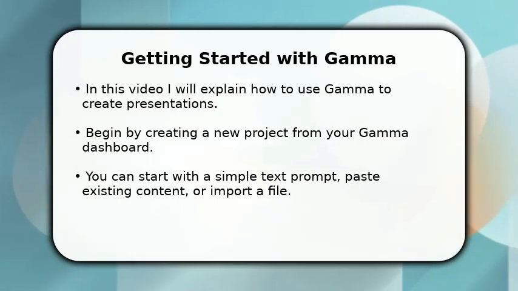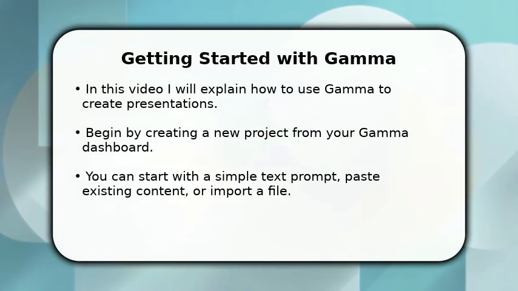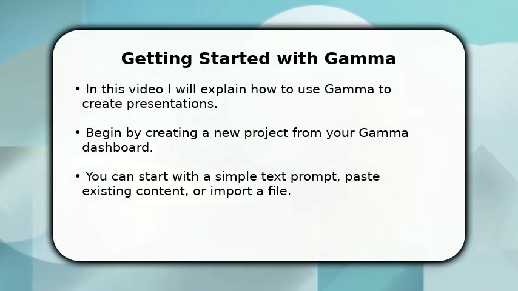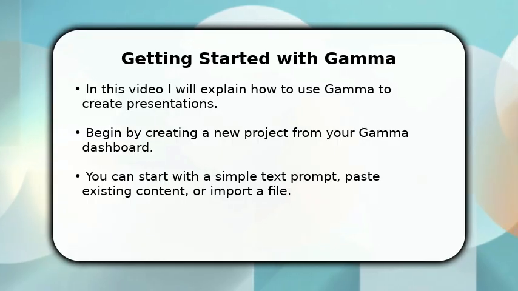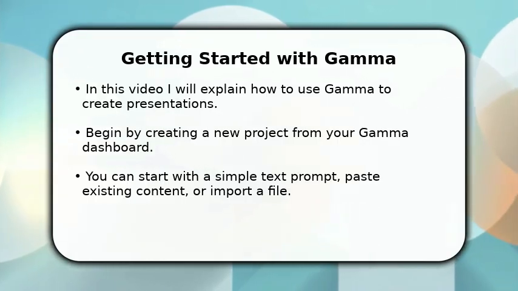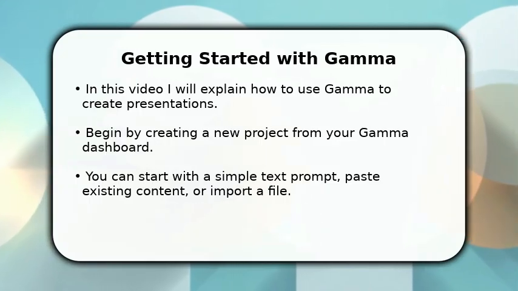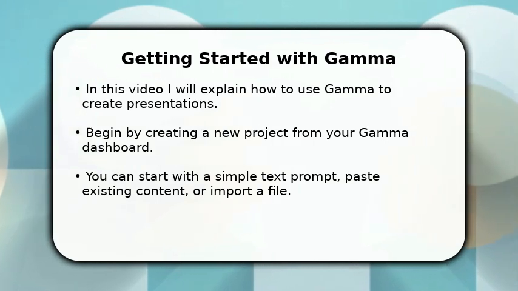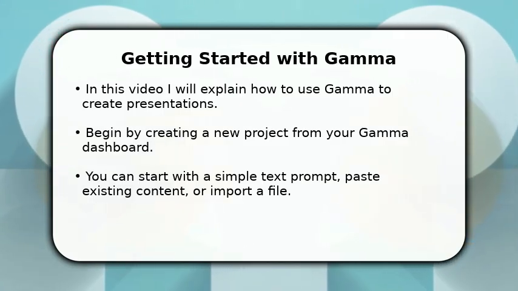Hello everyone. In this video, I will explain how to use Gamma to create engaging presentations quickly and efficiently. To begin, simply navigate to your Gamma dashboard and select the option to create a new project. You have three primary ways to start. Either provide a concise text prompt, paste in any existing content you already have, or import a document or URL. Gamma's powerful artificial intelligence will then take your input and swiftly generate an initial outline and a beautifully designed presentation for you in mere moments.